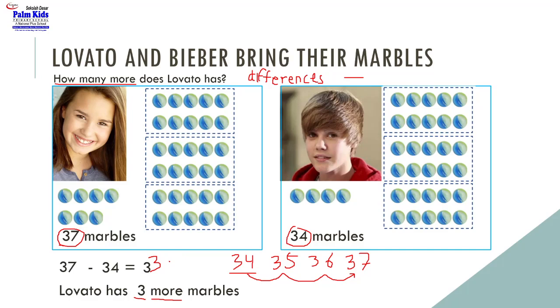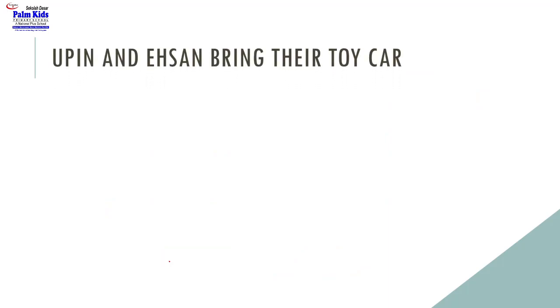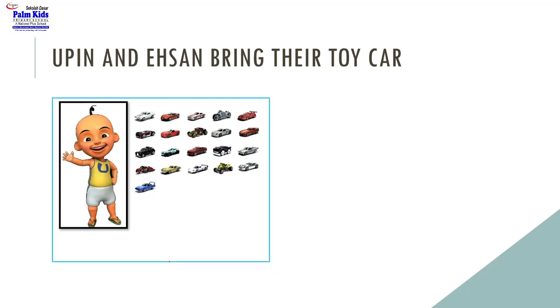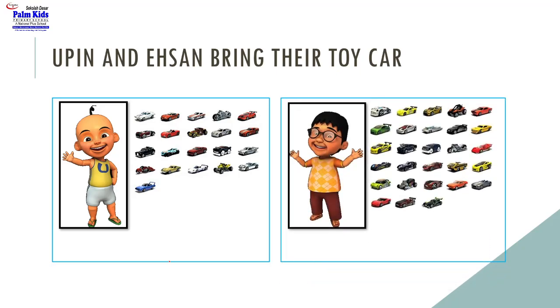Okay, class, pretty easy, right? Count forward from the smaller number to the bigger number, or count backward from the bigger number to the smaller number. Now, let's look at the next page. Next problem is we have Upin and Ehsan bring their toy cars. These are Upin's toy cars and these are Ehsan's toy cars.